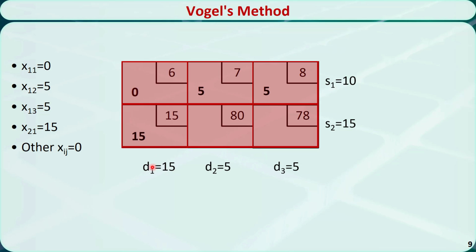Sum of the first column, 0 plus 15 is equal to 15. Sum of the second column, 5 is equal to 5. Sum of the third column, 5 is equal to 5. So all the constraints are satisfied. This is indeed a basic feasible solution.